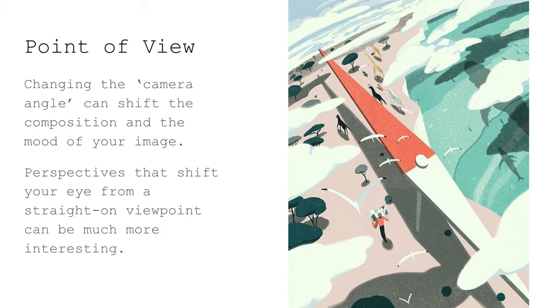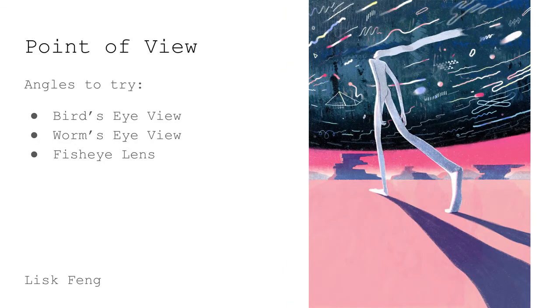Okay, we're going to talk about point of view. Changing the camera angle can shift the composition and the mood of your image. It can make it so much more interesting. Instead of showing an image straight on and just seeing the foreground and the background straight at the level of your eye, it can be really interesting to shift your eye from being above like you're a bird or on the ground like you're a worm. So in this image, we have a bird's eye view. We're looking down from above, and it creates a really interesting image. In this image, we're looking up, and we're able to see more of the universe that this character lives in.